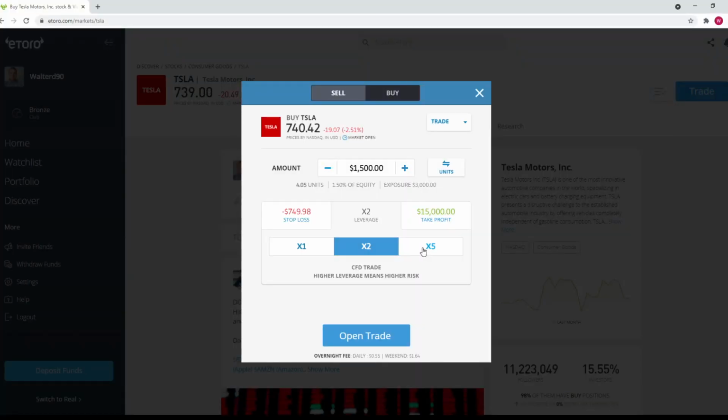Let's say I change my leverage again and I move it up to 5x. In this case, this allows me to buy almost 10 shares of Tesla. And you will see my market exposure has now increased to roughly 7,500. So when I have moved to 5x leverage, I'm actually borrowing $6,000 from eToro. When you start using leverage in your trading, this multiplies your gains and also multiplies your losses.